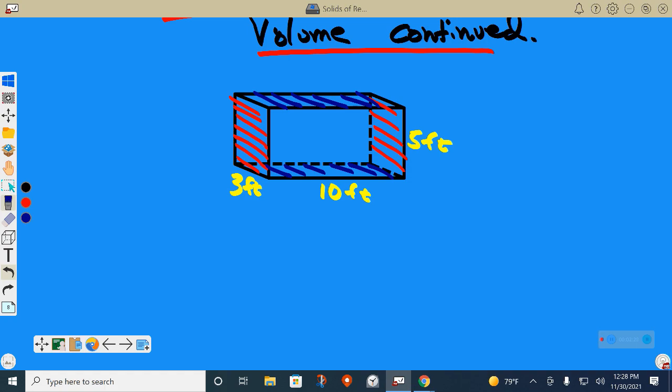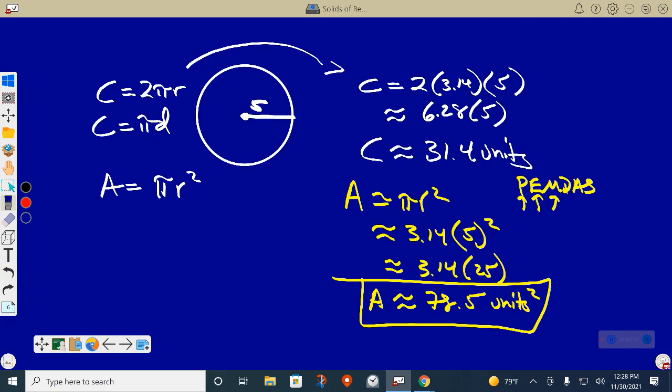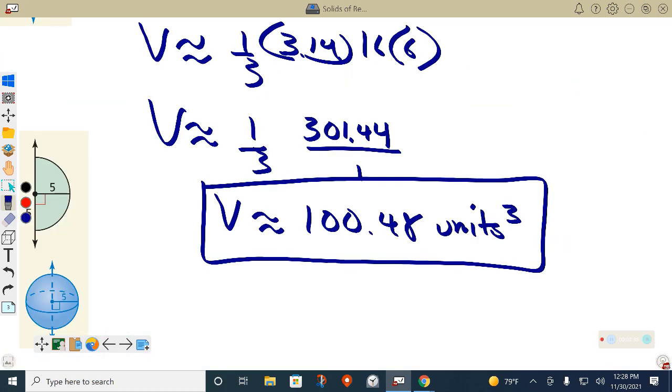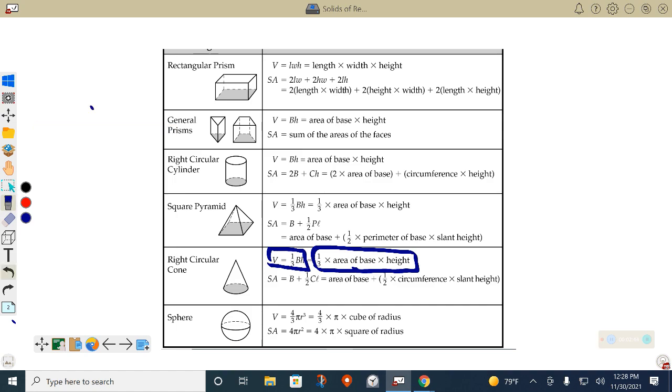Now, the surface area formula on our notes or on that formula guide, the one you're going to use is this one here. You're going to use the general prisms formula for surface area, which is the sum of the areas of the faces. The sum means adding up all the areas of the faces. That's all we're going to do. So whenever you're dealing with a prism, use the general prism formula.